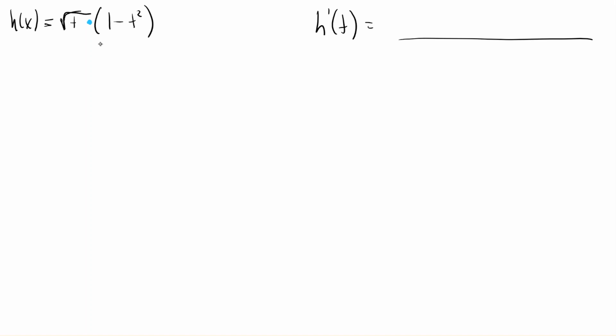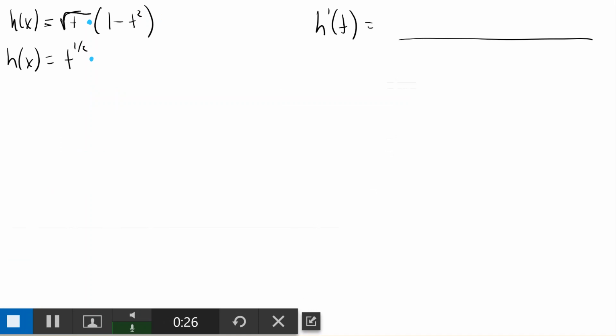This one, I'm going to find the derivative of this function, and I can see I'm going to use the product rule because of this product here. So before I start off, I might rearrange this and have this say t to the 1/2, since that's the same thing as the square root of t, but that's just a preference.